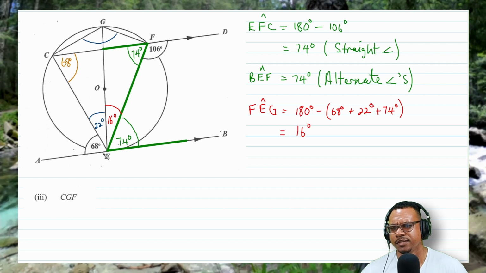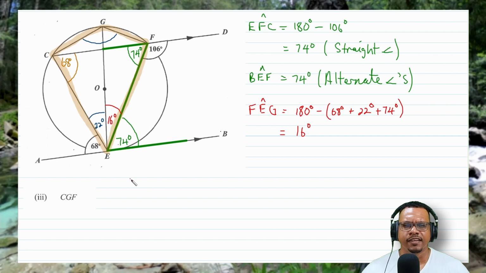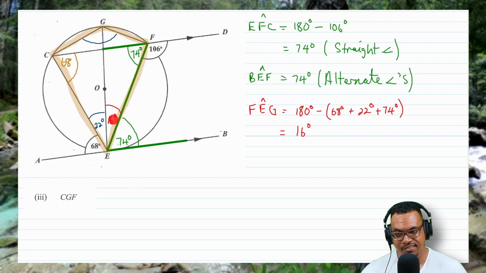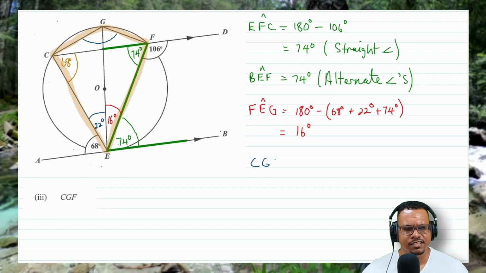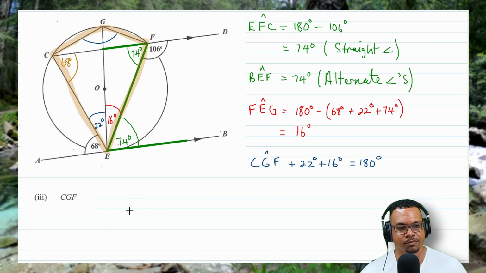Now, why did I do that? Well, I'm seeing that we have a cyclic quadrilateral here. Let's highlight that. I know that the opposite angles of a cyclic quadrilateral are supplementary. So this 22 plus 16 will be the opposite angle to this angle CGF. And these two angles will have to add up to 180 degrees. So what I could do is just say angle CGF plus the 22 plus the 16 must add up to 180 degrees, and that's because the opposite angles of a cyclic quadrilateral are supplementary.